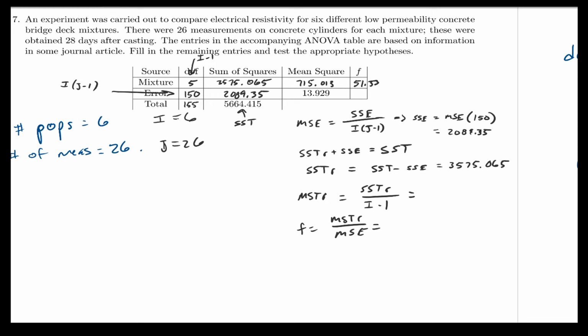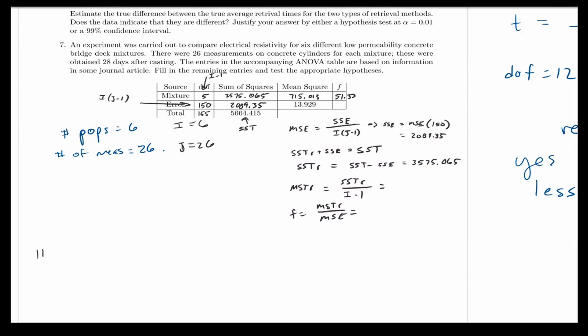All right, now the null H0 is that mu1 equals mu2 equals ... equals mu6. And the alternative is that at least one is not the same. So at least one is different.